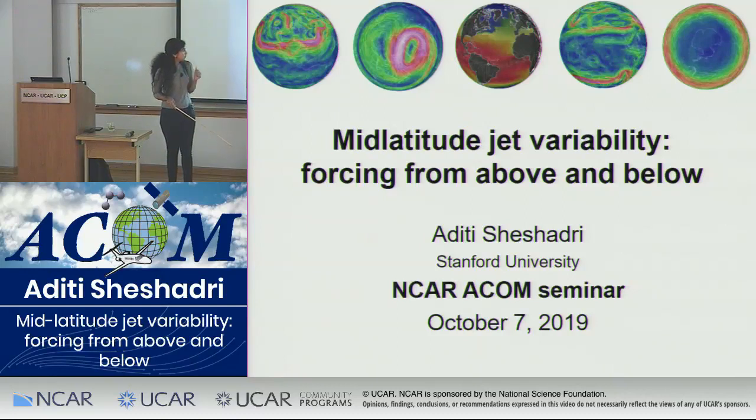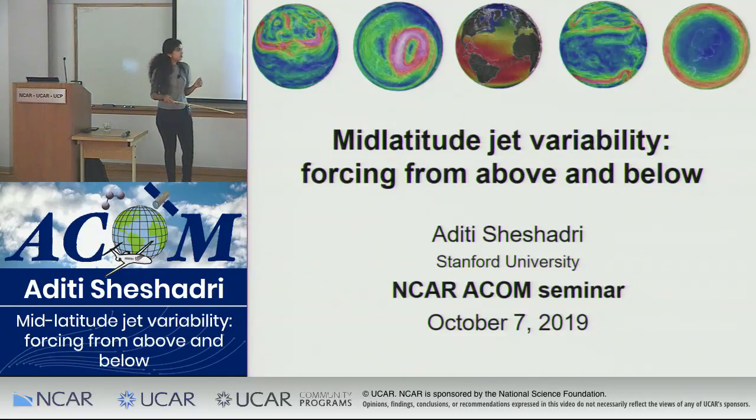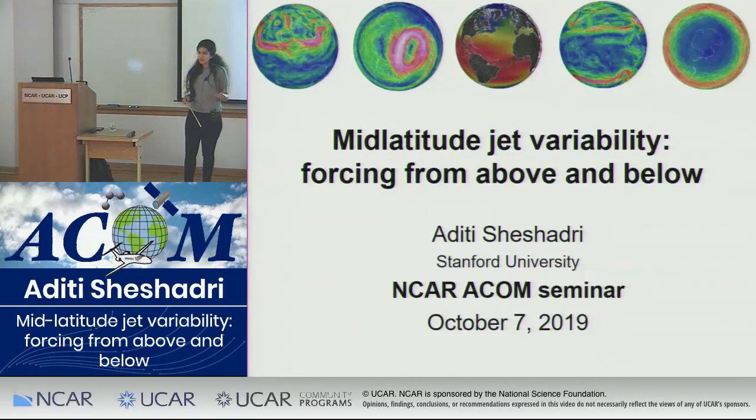I'm going to be talking to you today about two things, both concerning mid-latitude jet variability. The first is going to be sort of a zonal mean perspective on things, and the second will be zooming in on the North Atlantic basin. And they both have something to do with how mid-latitude jet variability can be forced from above and below, by which I mean from above because of variability of the stratosphere, and from below because of forcing by things like large-scale topography.